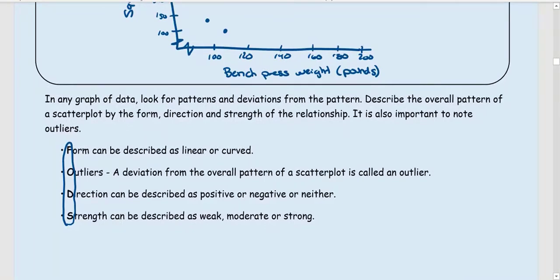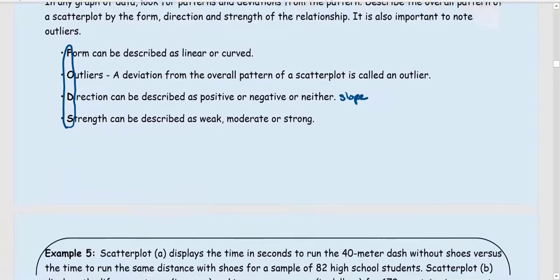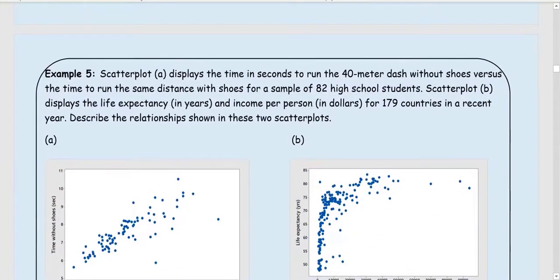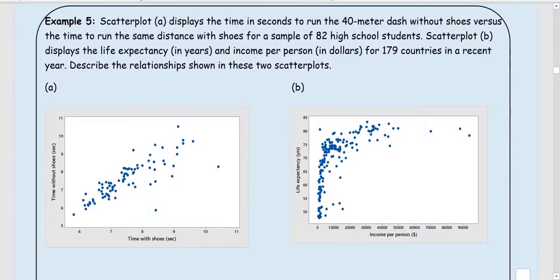Outliers are deviations from the overall pattern of a scatter plot, and it's called an outlier. Direction is used to describe positive or negative or neither, and it really means slope here. Strength can be described as weak, moderate, or strong. It's kind of like how close is it to a line or a curve? So let's actually use FODs to describe what we have.